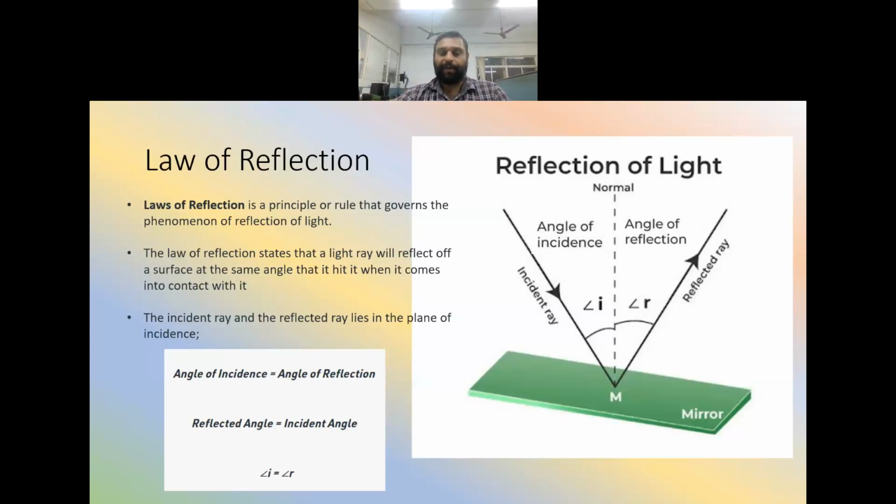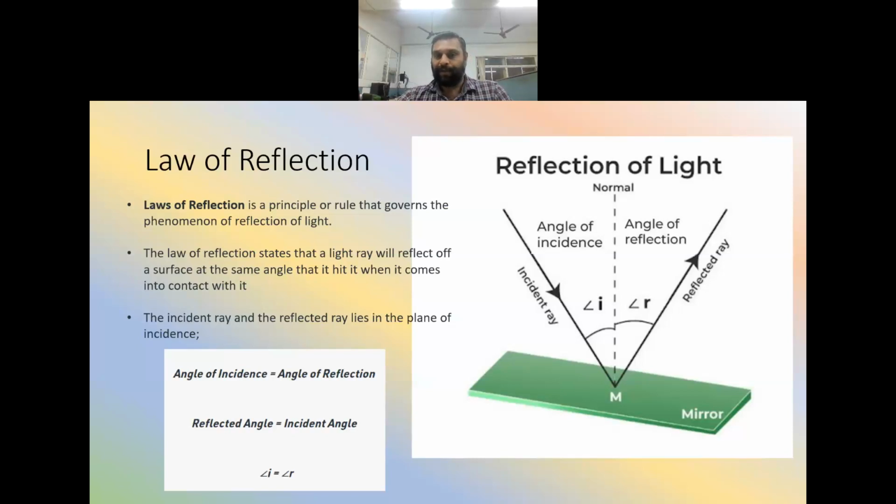There are two important laws in ray optics. One is the law of reflection. The law of reflection is a principle that governs the phenomenon of reflection of light. It states that a light ray will reflect off a surface at the same angle at which it hit it when it comes into contact with it. In a nutshell, the angle of incidence is equal to the angle of reflection. That is, the reflected angle is equal to the incident angle.